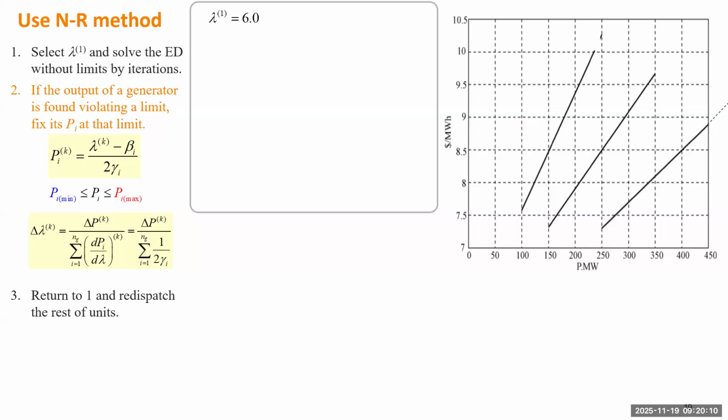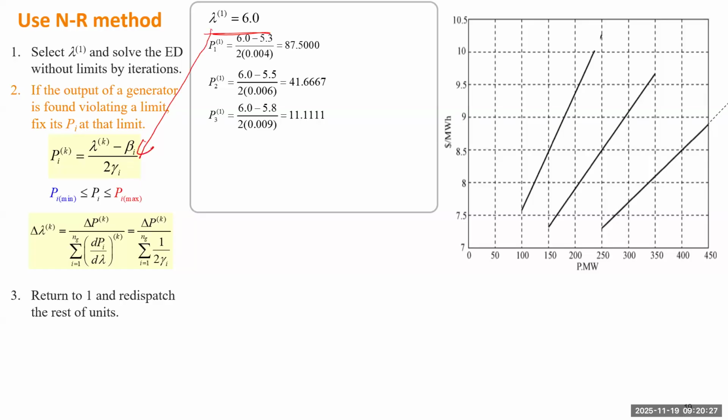We actually pick a value, a 6, right? From the previous slides, we know this is much lower than the final answer. The final answer is around 9, at least $9. But here we start with 6. We plug in that initial guess to the first equation. This one gives you the generator output. We have 3 outputs, and you can do a quick math. So the total is much lower than the target, 975.